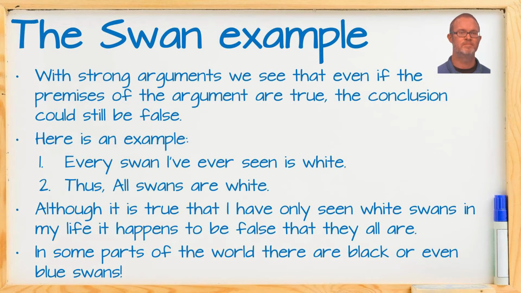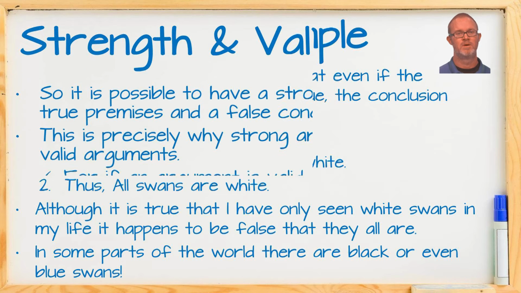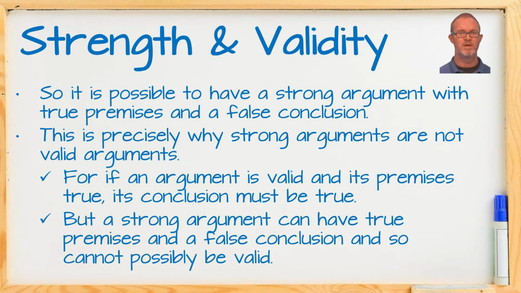The next example we'll discuss is the Swan example. With the Swan example, we see the first premise being every swan I've ever seen is white, and so we conclude that all swans are white. We see here that although it's true that I've only ever seen white swans in my life, it happens to be false that all swans are white. In some parts of the world, actually, there are blue and even black swans. I think in Australia, for example. And so in a strong argument, it is possible to have true premises and a false conclusion. Now, this is exactly the reason why a strong argument is not valid. Because in a valid argument, if we have true premises, the conclusion must be true. But in a strong argument, it's quite possible to have true premises and a false conclusion. So strong arguments cannot be valid.